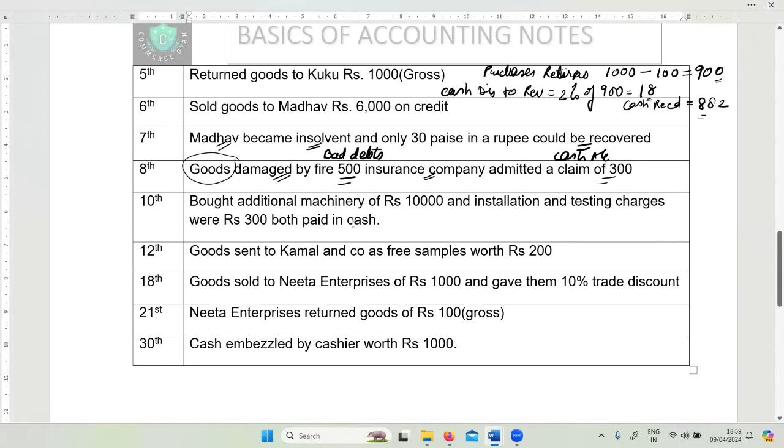On the 10th, we find that additional machinery of 10,000 was bought, and installation and testing charges were 300, both paid in cash. So we are buying machinery and paying some installation, which will also be included in the cost of machinery, and we are paying in cash. So machinery and cash are two accounts.